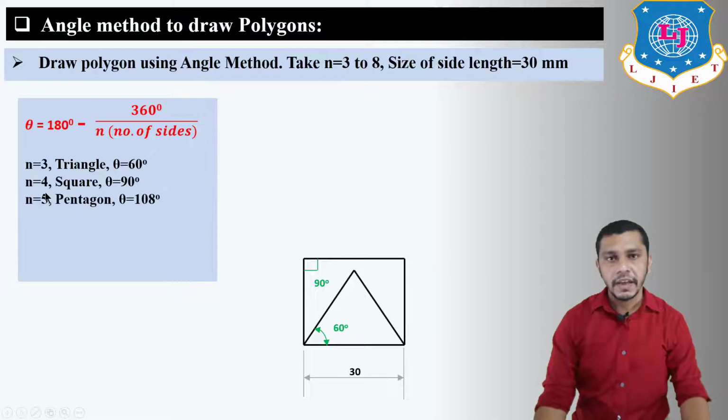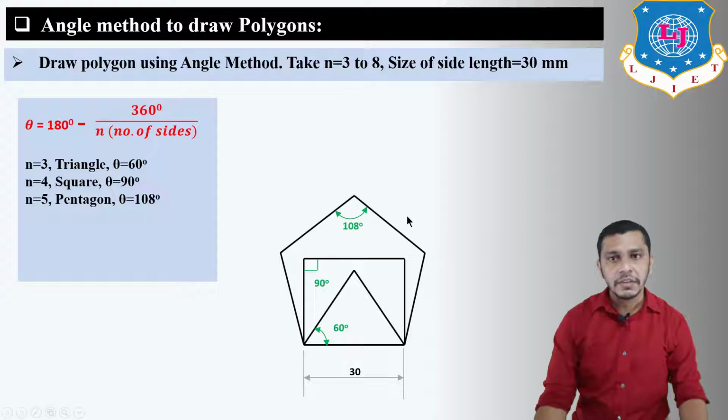Then after n is equal to 5, so if n is equal to 5, the polygon will be a pentagon and the angle will be 108 degree. So from this point, measure an angle of 108 degree in this direction, and from here measure an angle of 108 degree in this direction. From this point and this point also again measure 108 degree likewise. So we will get the pentagon.